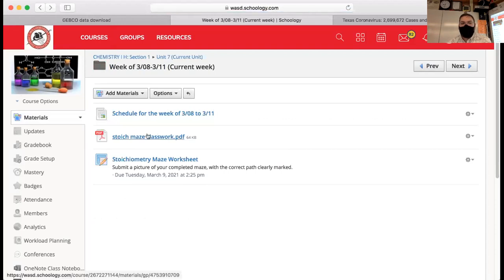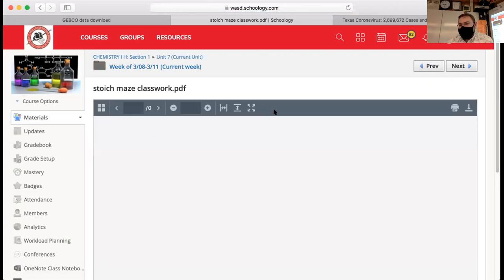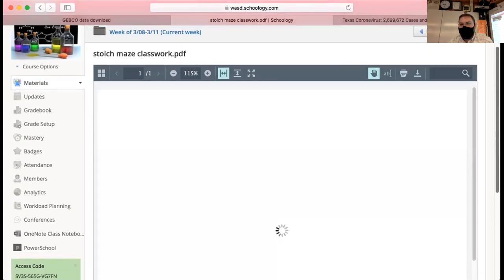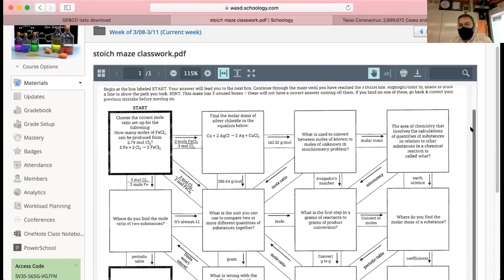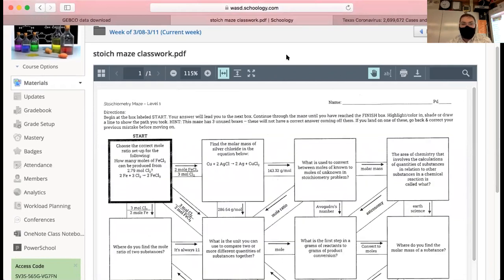So anyway, the Stoichiometry Maze classwork is a PDF file. It's not an editable file because laying it out in Word would be a nightmare. It's just a PDF, so it's just an image. And if you're remote, you could sketch it on a piece of paper or something like that, or just look at it on the screen.